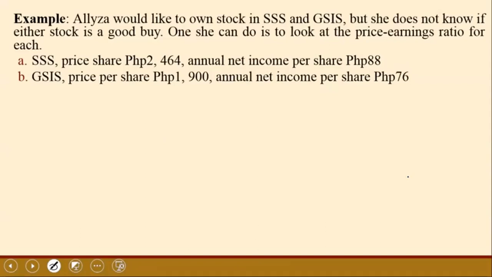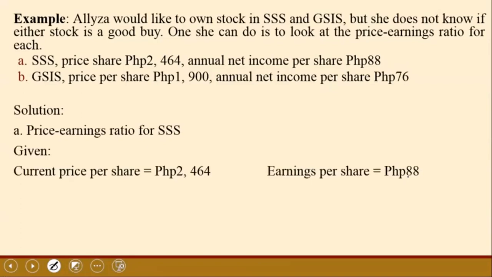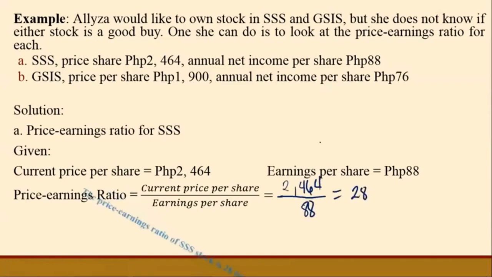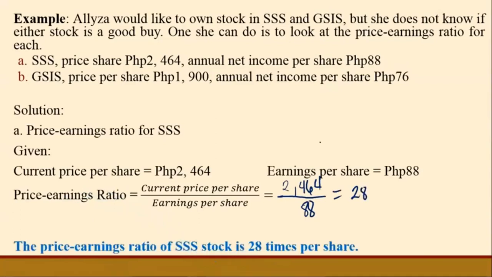So we're going to use the formula. For letter A, the price earnings ratio for SSS. We have the given current price per share and the earnings per share. This is the formula. So we substitute: 2,464 over 88. So this is 28. The price earnings ratio of SSS stock is 28 times per share.